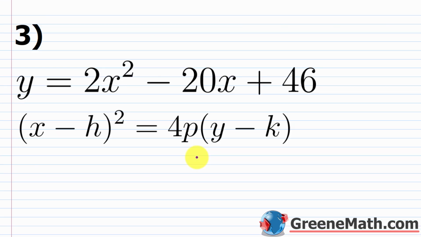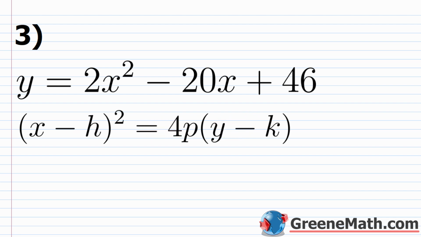All right, for problem 3, we have y equals 2x squared minus 20x plus 46. So this is going to be a vertical parabola. I know that because this is x squared right here. I also know it's going to open up because this is a positive 2 as the coefficient for x squared. So I'm going to use this form right here.